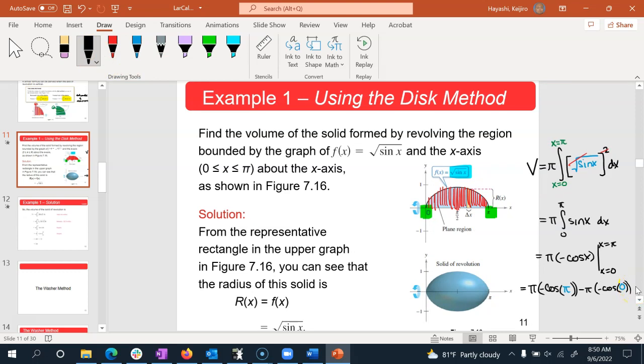Now the cosine of the angle pi, cosine is the x value of whatever point you're at. So at the angle pi, that's over here. That cosine is negative 1. But we have the negative of that, so this is going to be positive 1. So pi times positive 1, or just pi.